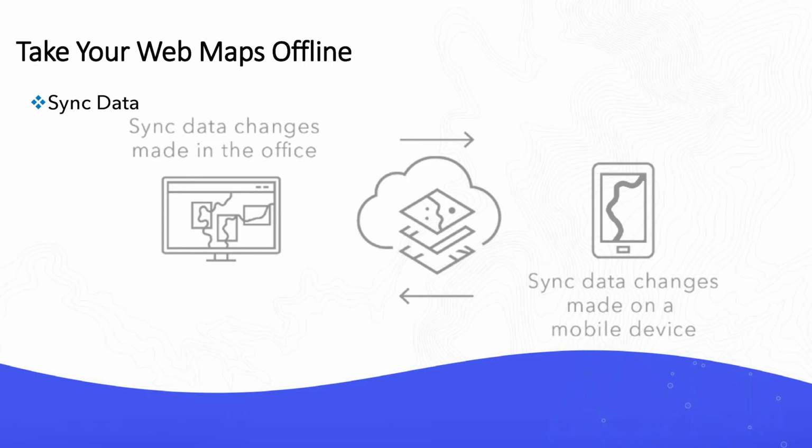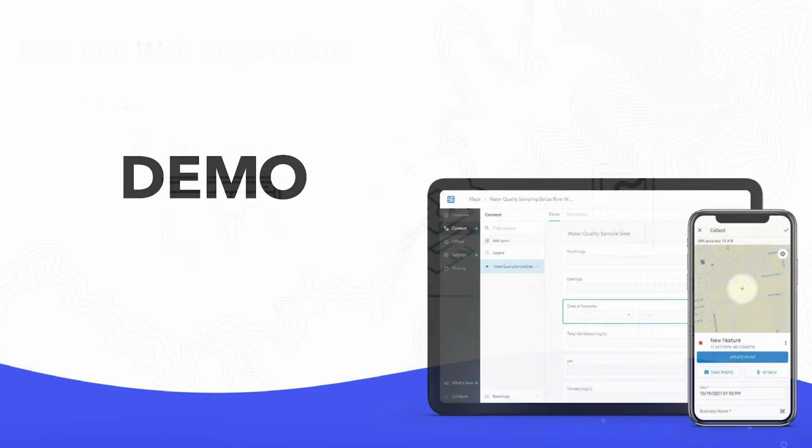Conversely, if changes are made to a web map or its corresponding layers, or to the field map settings, those changes can be synced to the map on the mobile device once a connection has been reestablished. I'll now hand it back over to Kevin, who will show us another demonstration using a disconnected workflow.